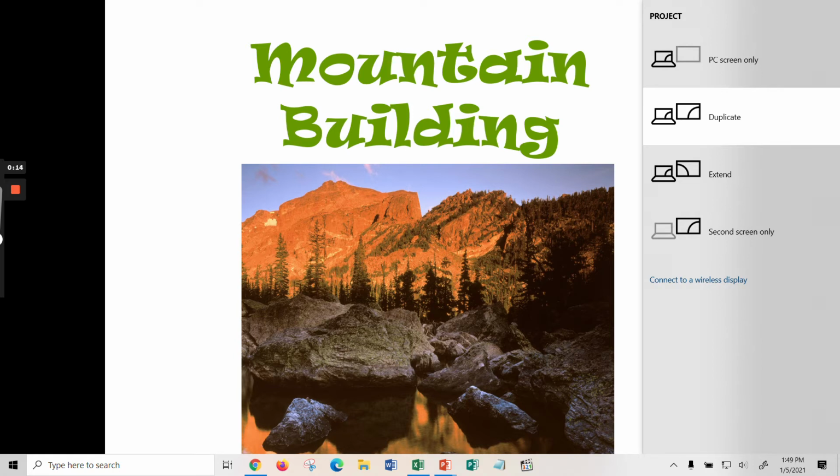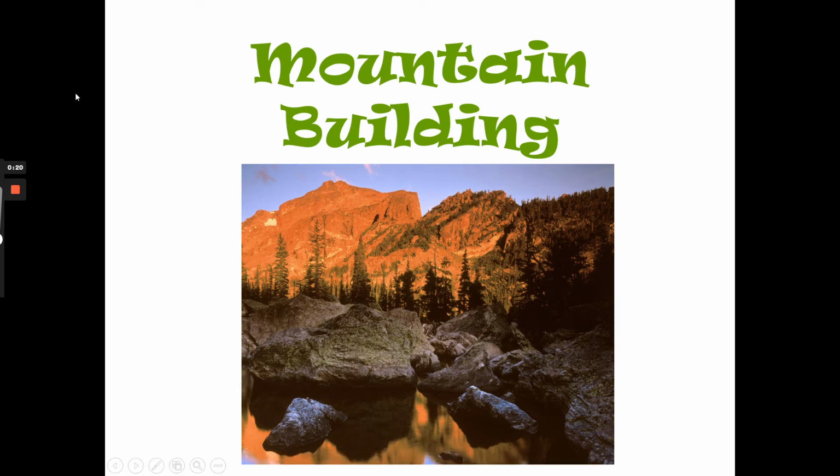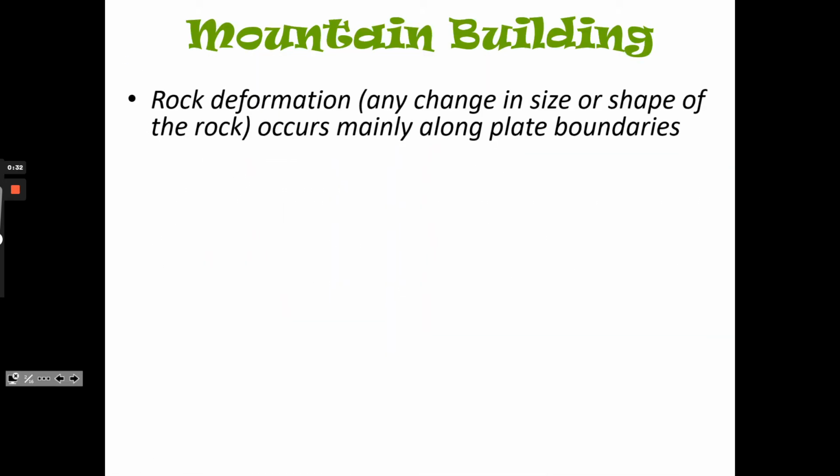We've talked in the past about how mountains are formed usually at convergent boundaries, and that's not anything new. Now we're just giving some more detailed description into what causes mountains. So when we are forming mountains, we are going to be deforming rock. This is when we're going to be changing the size and the shape of our rock. Again, it's usually going to occur along plate boundaries.